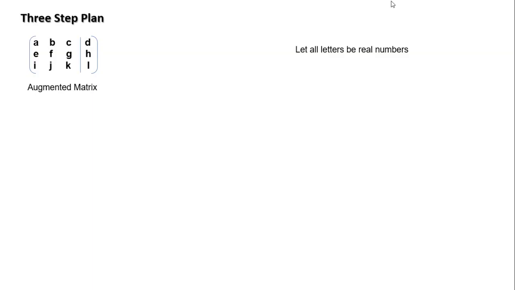So it's a three-step plan. Mr. Sazi has a three-step plan. First, he's going to describe how to do it. Let me label these matrix entries as A, B, C, D, E, F, G, H, I, J, K, L. We're letting all these letters be real numbers. This is just for instruction purposes.